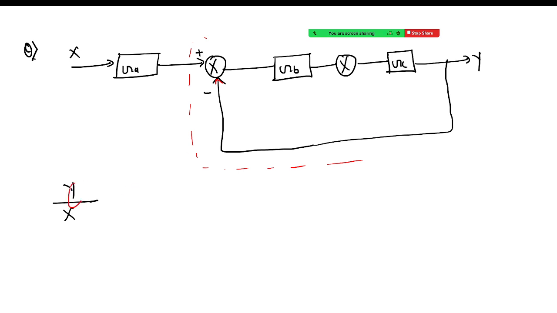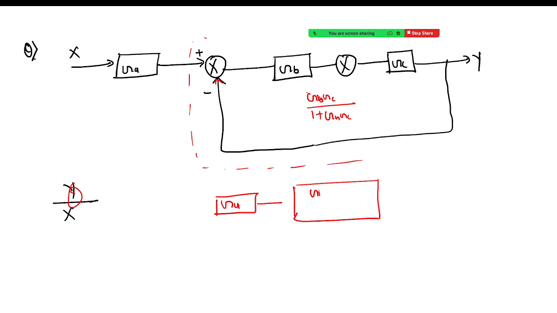Directly, in place of this there will be a GA, and for this I can write the multiplication of these things, GB GC, divided by 1 plus, if there is nothing, so 1 is there, so that is GB GC. So the transfer function of this loop is GB GC upon 1 plus GB GC.